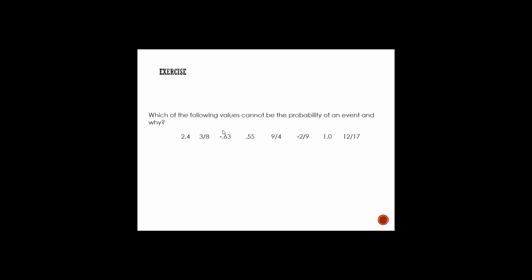But a negative number, the third one, cannot be. No negatives are included. 0.55, definitely between 0 and 1. It's okay. 9/4 is over the number 1, so it's not okay. Negatives are out again. -2/9 would not be okay. But a probability of 1 is fine. A probability of 0 would also be fine. And 12/17 is definitely a good probability.